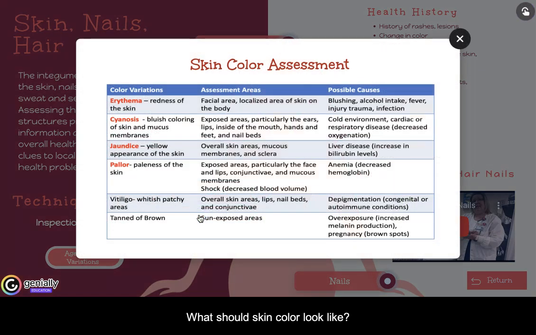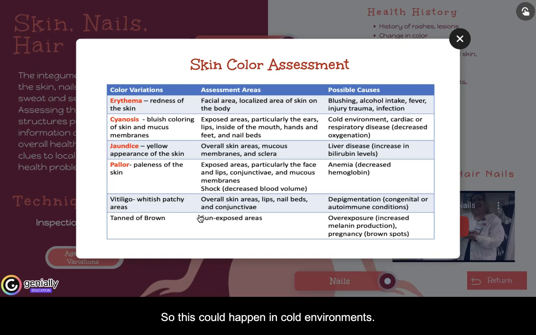What should skin color look like? Assessing the skin color. Erythema is redness of the skin, right? And for example, causes could be blushing, alcohol intake, fever, injury, trauma, infection. Cyanosis is bluish coloring of the skin and mucous membrane, so it looks blue.